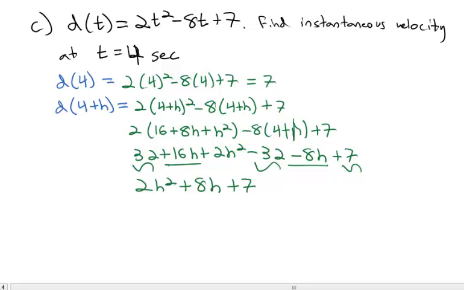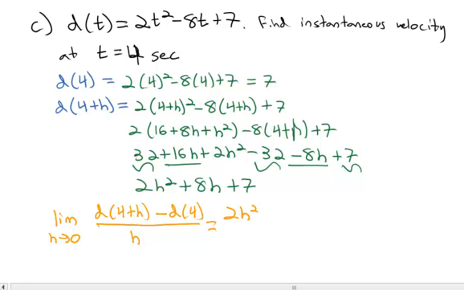Now that we know those two parts, we can go to the formula for the instantaneous rate of change. The limit as h goes to 0 of d of 4 plus h minus d of 4 all over h. d of 4 plus h, we just found that. That's 2h squared plus 8h plus 7. Minus d of 4, we just found that. That's equal to 7. Oops, but I forgot the limit part, so I'm going to start over, because do not forget to write the limit as h goes to 0. Notation is important because it's going to change the meaning.